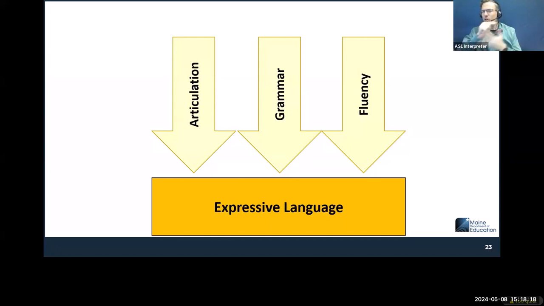So let's bring this to functional. Expressive language: a lot of skills go into expressive language, right? There's articulation, there's grammar, speaking fluency, all kinds of things. Sure, the speech paths can give me more, but that's what your goals are around, those skills that you're teaching.